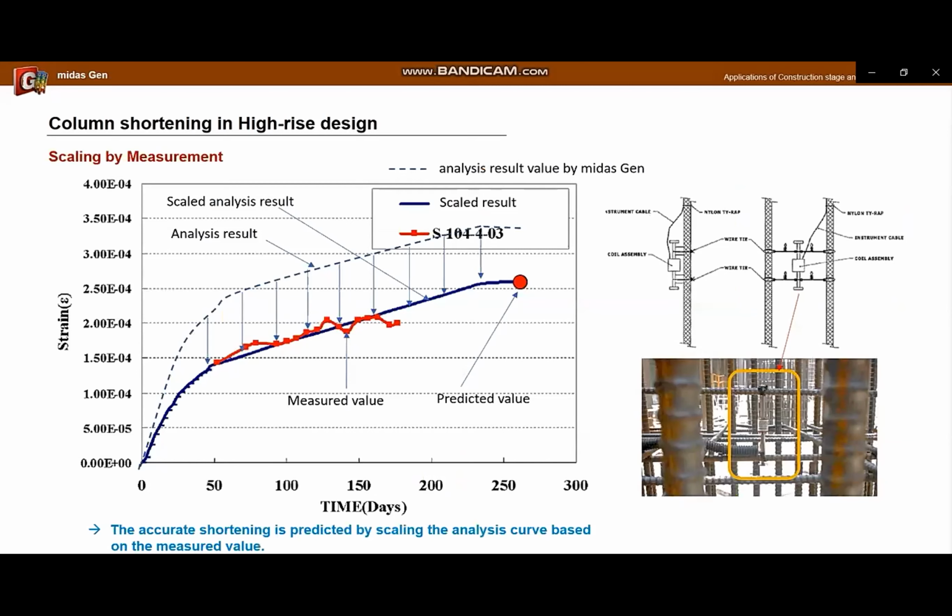And it is possible to accurately predict the reduction amount by correcting the analysis reduction amount value by comparing it with the reduction amount by measurement. For the correction of the analysis result, the scale is adjusted to have a strain curve similar to the measurement value as follows. And we can get the accurate shortening at the target day through this process. The picture on the right shows the strain gauge installation.